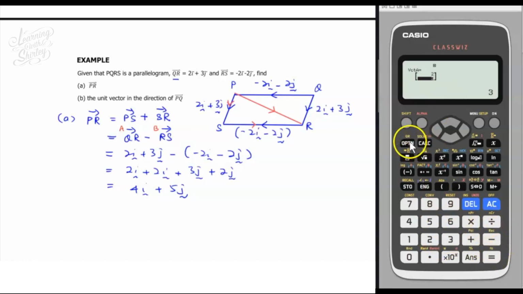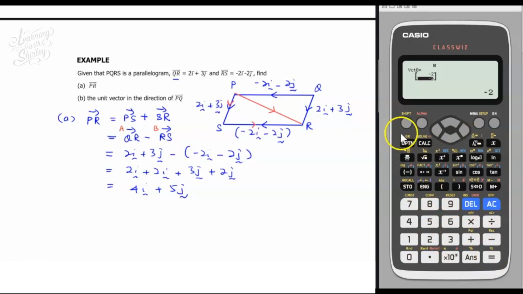Okay, so now we go to define vector B, so go to option and then define vector, which is 1, and then vector B is 2, so dimension is 2. Okay, so you key in negative 2i, negative 2j, so negative 2 equals, then negative 2 equals, okay?